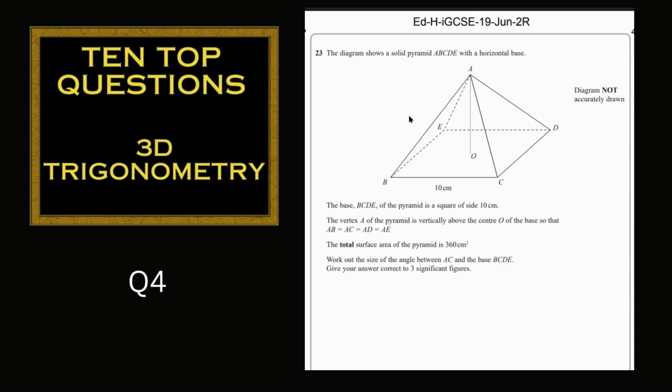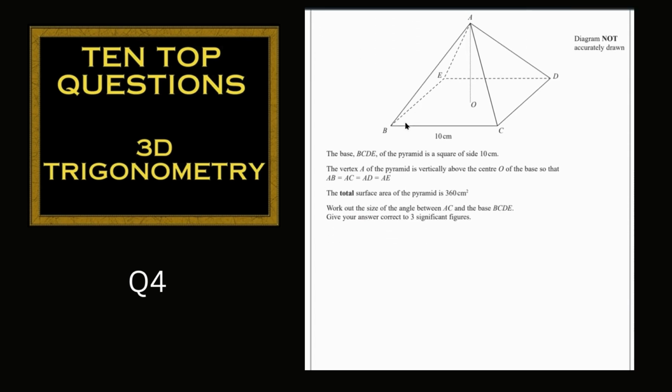Top line tells us nothing we didn't already know from the diagram. First thing is the base. It's 10 by 10. It's a square base. Vertex is vertically above, we know that, and all the sides are the same. Basically, it's telling us the 4 triangles around are the same size. The total surface area of the pyramid is 360.